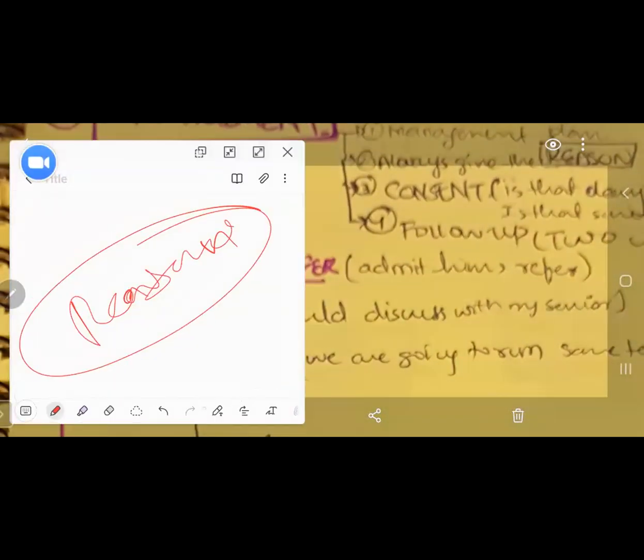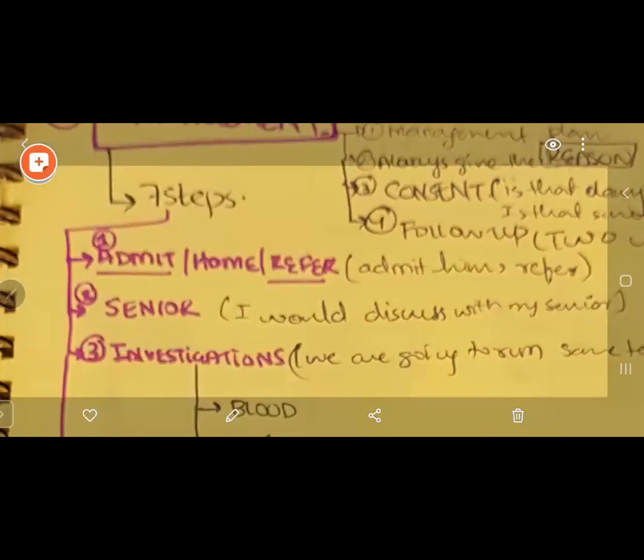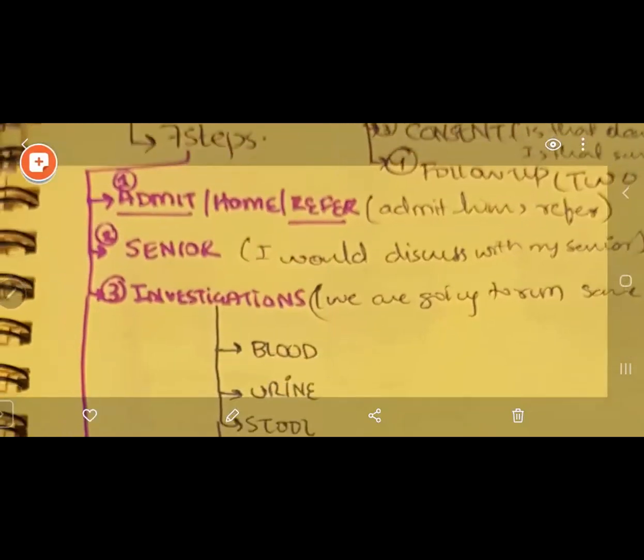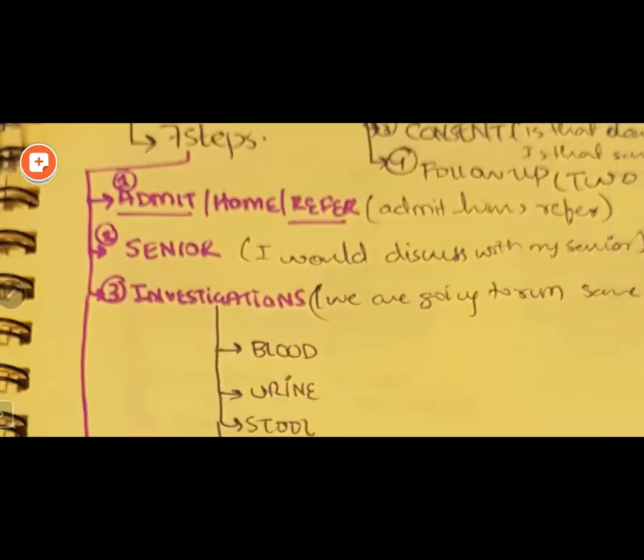The first one: you're going to admit the patient, or refer them to a senior. You're going to say that I'm going to talk to a senior. Either you admit them if they're in the accident and emergency, or if they're in the GP clinic, you're going to refer them. If they're going home, do not talk about it, right?